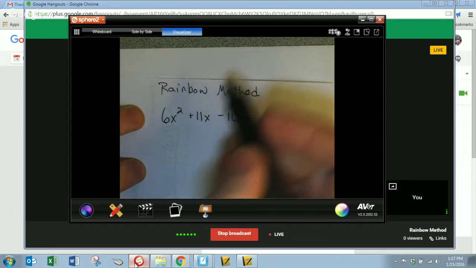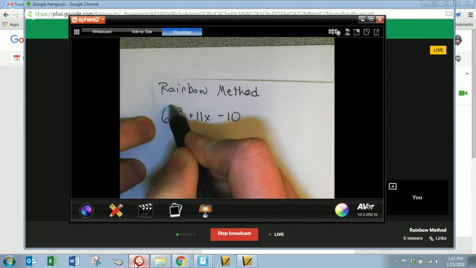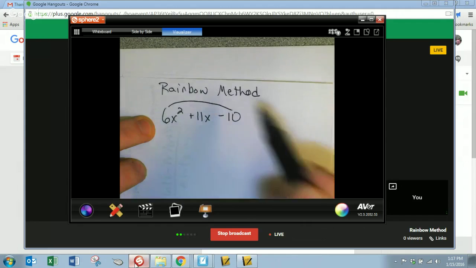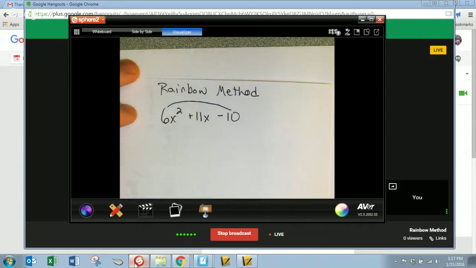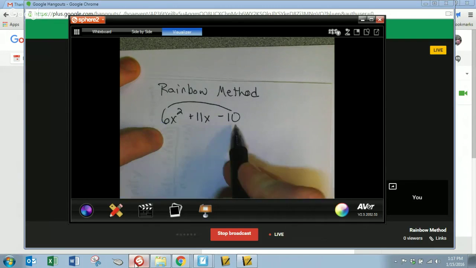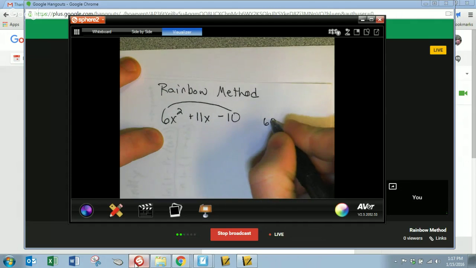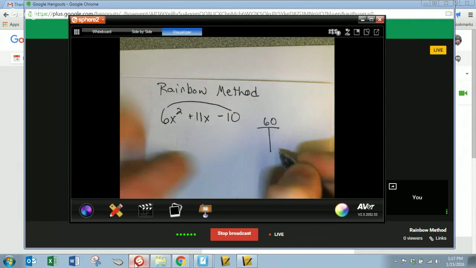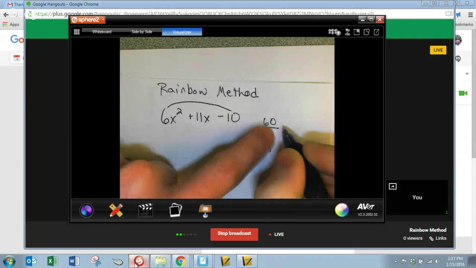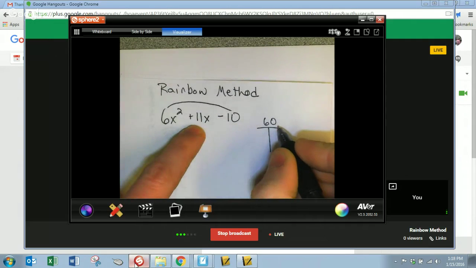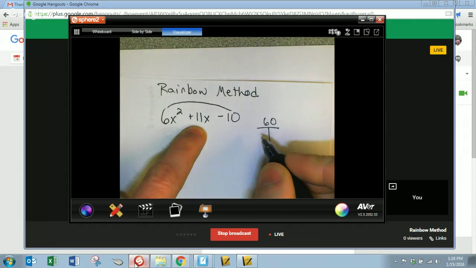The first thing we want to do is take the first and the outside terms and multiply them together. I don't focus on signs until the very end. So we're just going to take 6 times 10 and get 60. Now I want to find factors of 60 that subtract and give me 11.